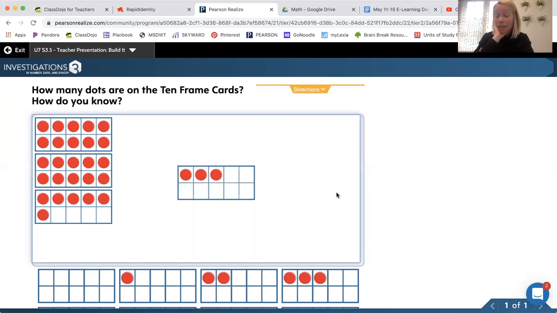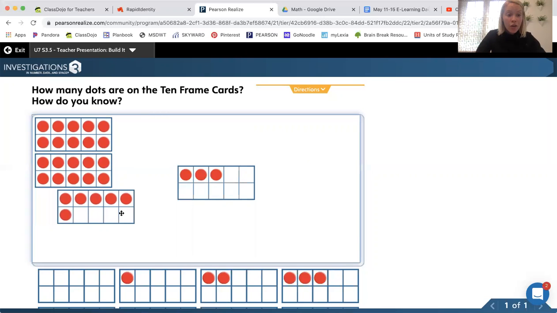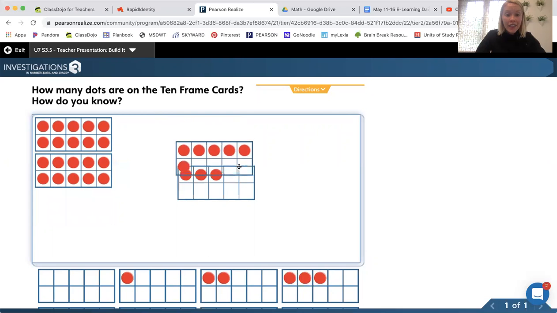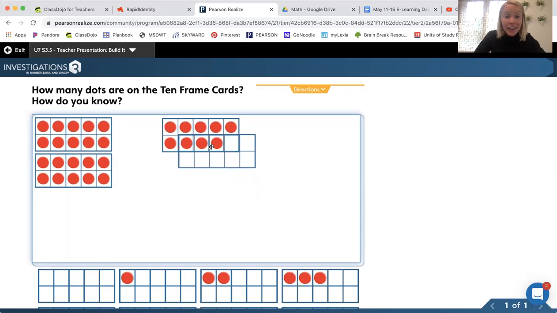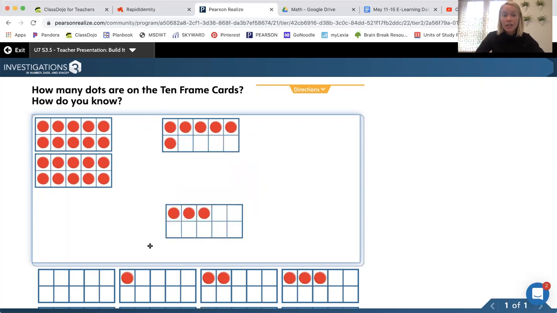Okay, so there's a couple things that we could do, right? One thing that I know is I could add these guys together. Oh, look at that. That's cool. I didn't know you could do that. Okay, so I could add these 3 dots right in to those dots. So now I know that I have 9. I know 6 and 3 more is 9.